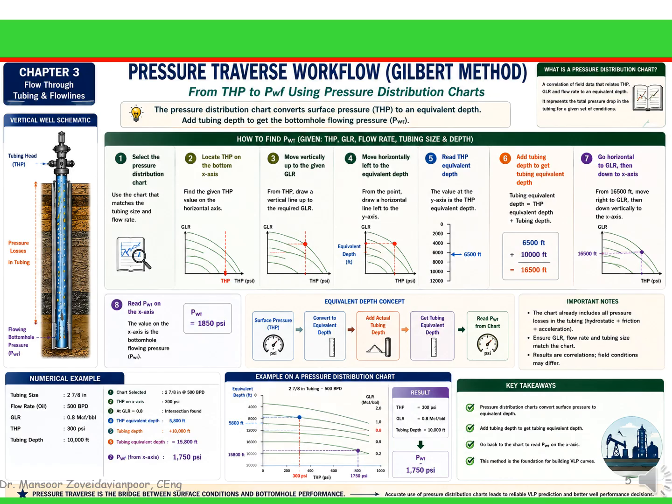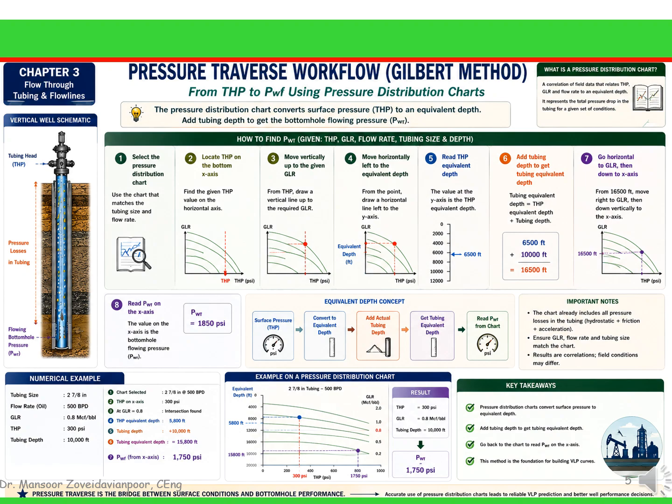This workflow represents far more than a historical calculation technique. It illustrates the engineering principle behind every modern production simulator. Whether you use Prosper, PipeSim, GAP, or any other software, the computer is following the same sequence shown on this slide. The software is faster, but the physics is identical. Understanding this workflow means you understand how a VLP curve is built.